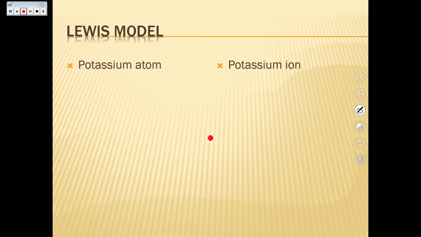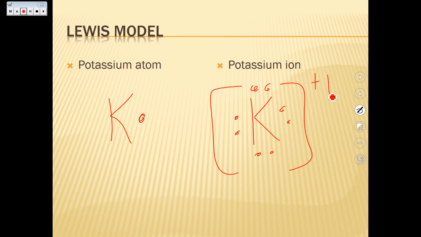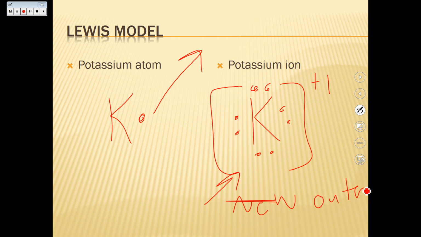Let's take a look at how to draw the potassium atom versus the potassium ion. So the potassium atom is simply 1 dot like that. For the ion, you draw it without that dot, and then you show the new inside shell, which has 8 valence electrons around it, and then put a bracket saying +1. So what this is showing is, after the potassium has lost its electron, the new outer shell with 8.